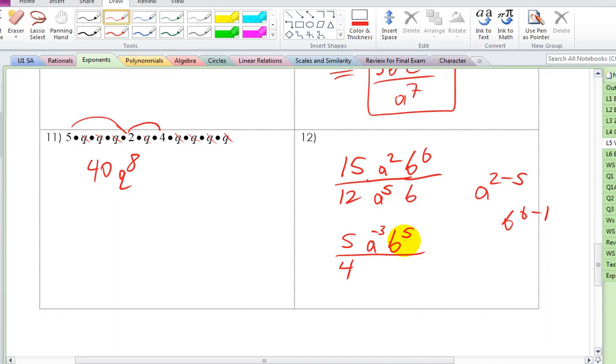Is there anything wrong with that answer? Yeah, there's a negative. So your fraction stays. The b doesn't change. You don't change anything to a negative. You just change your base to a fraction. And there's your final answer.